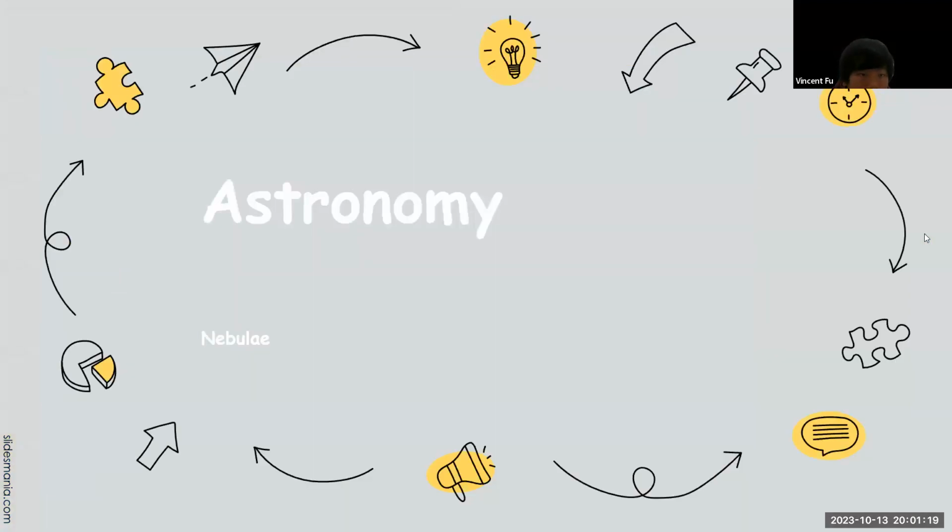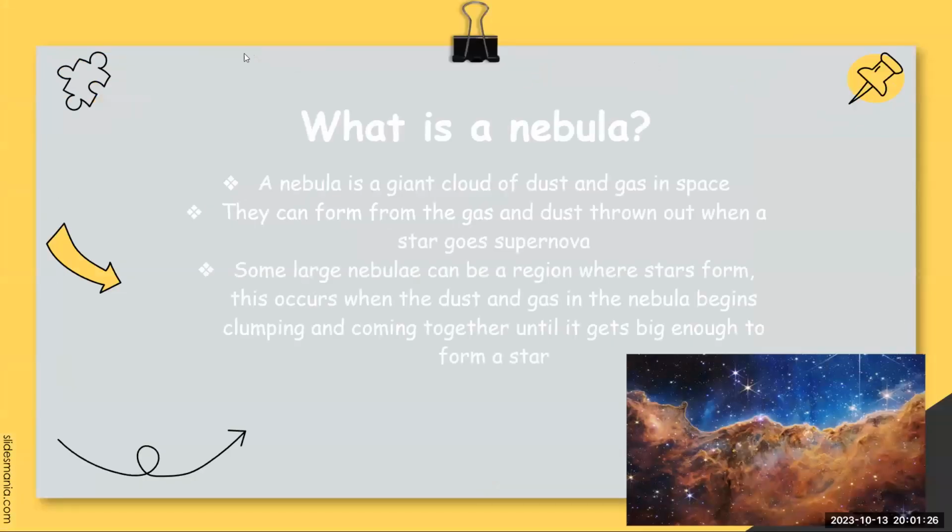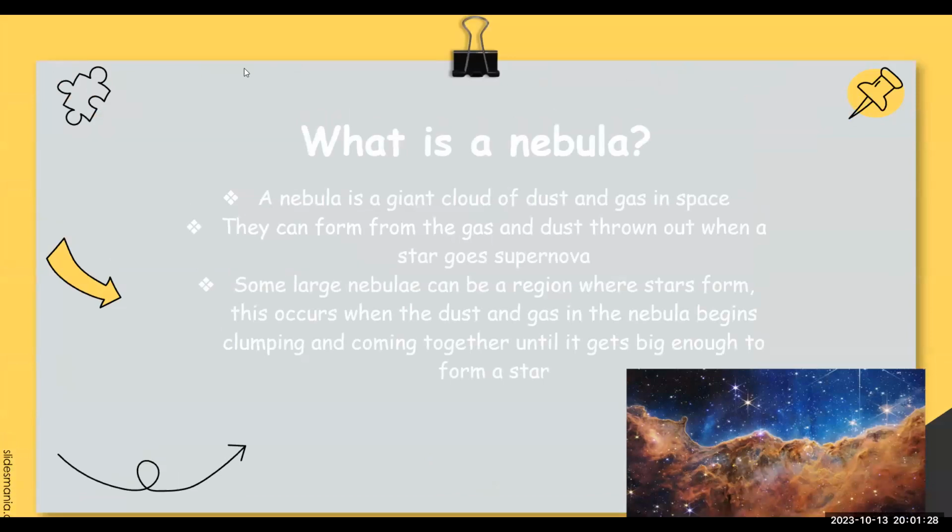Okay, so that's it for pop culture, and then here's our final section, astronomy. All right, for astronomy, we're going to be talking about galactic nebula. A nebula is basically a giant cloud of dust and gas in space. They can form from the gas and dust thrown out when a star goes supernova. Some large nebulae can be a region where stars form, which occurs when the dust and gas in the nebula begins clumping and coming together until it gets large enough to form a star.